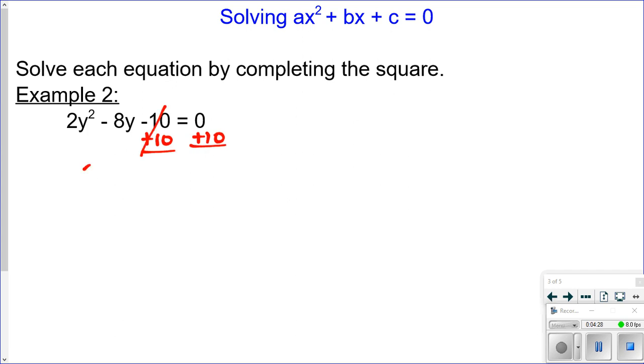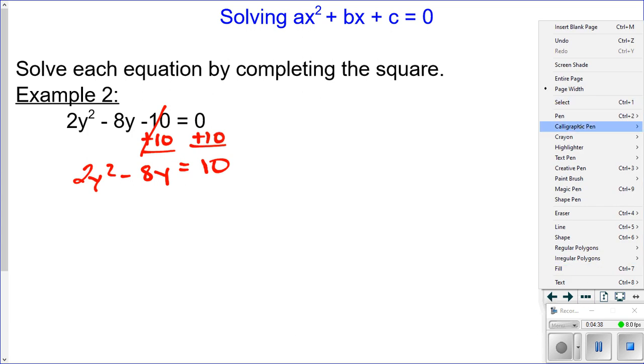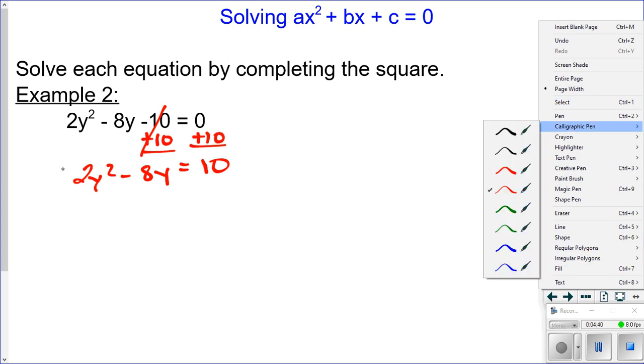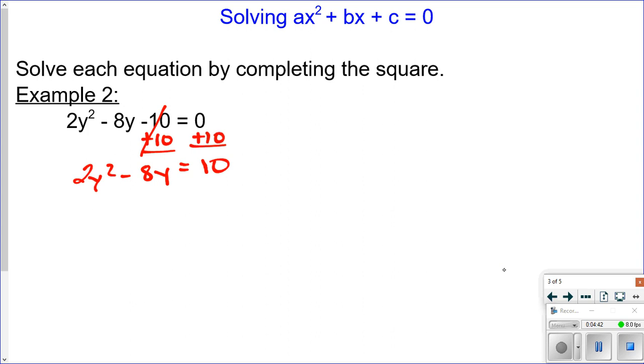And so that leaves me with 2y squared minus 8y equals 10. All right, so now what do we do with that coefficient on the y squared there? How are we going to handle that? Well, we're simply just going to divide it away. So we're going to divide both sides of the equation by that coefficient of 2. Be careful, make sure that you divide everything by 2 here.